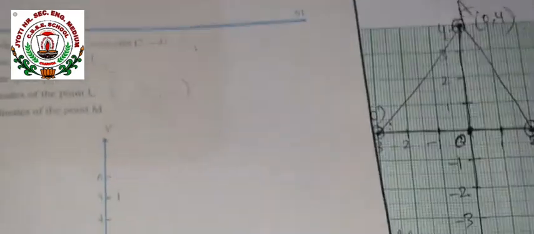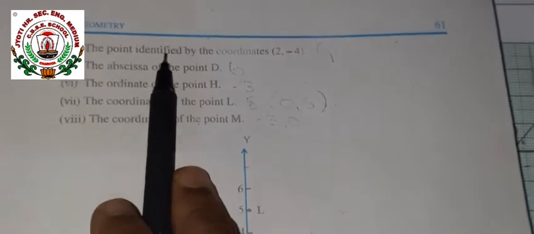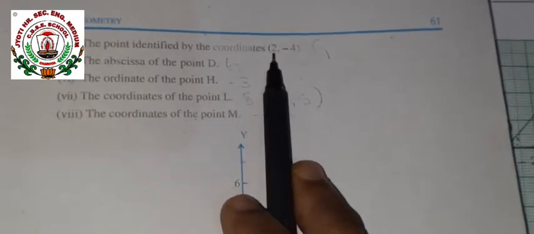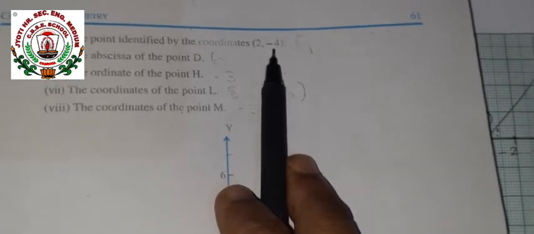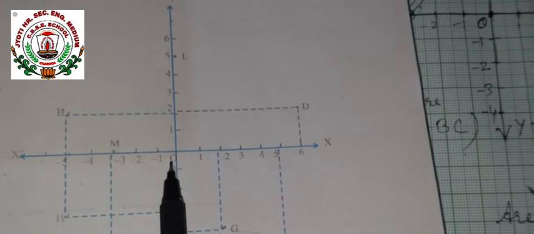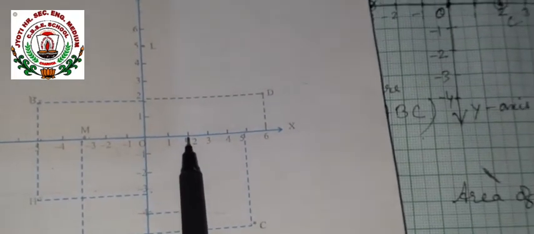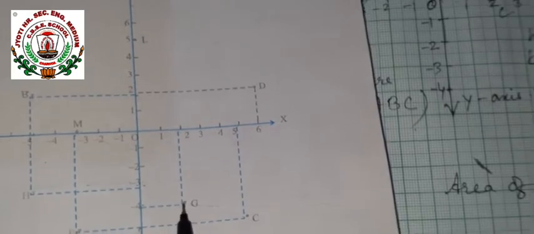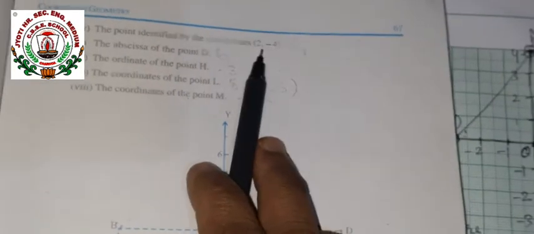Okay. Then see the fourth question. Fourth question, what is that? The point identified by the coordinate 2, minus 4. 2 means x-axis and y-axis is minus 4. So go to that 2. Where is it? X-axis 2 and y is minus 4. So which point is this? G. So G will be the answer.